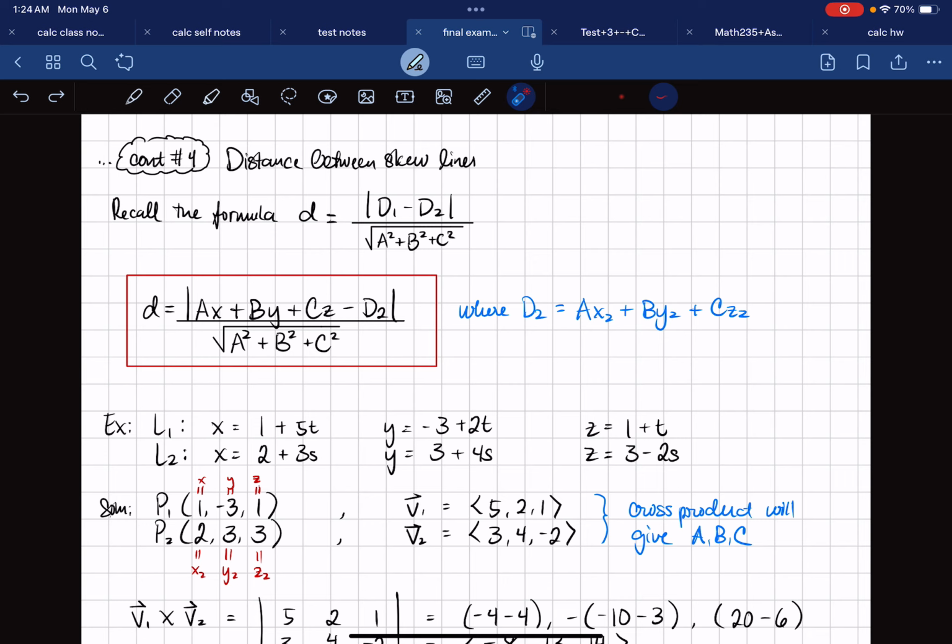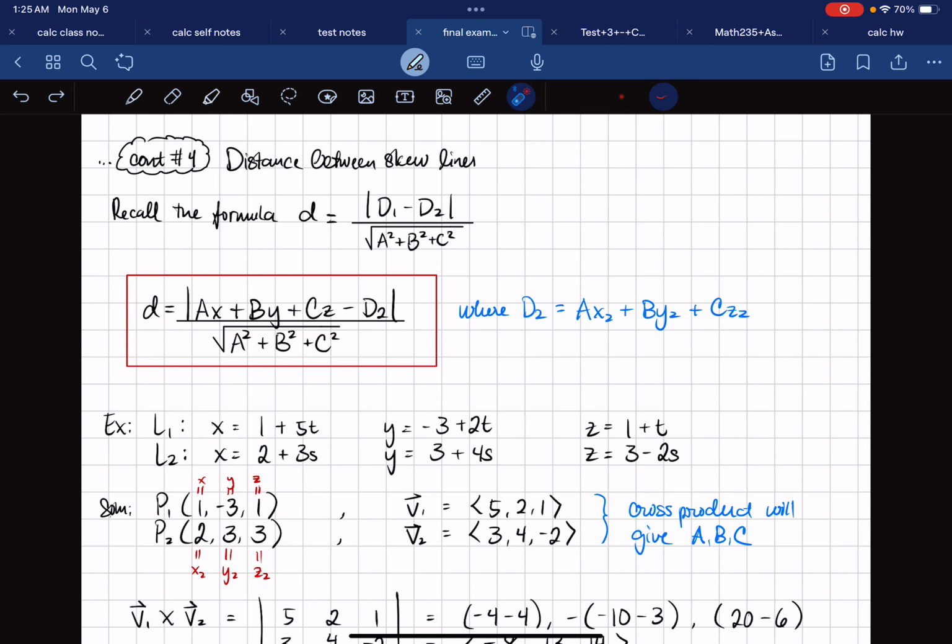So this is the second part, the next part of this topic. We now recall the formula for distance is the absolute value of d1 minus d2 over the square root of a squared plus b squared plus c squared. And we know that d is equal to ax plus by plus cz.